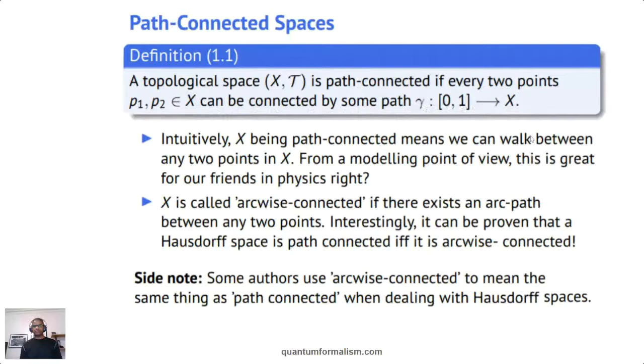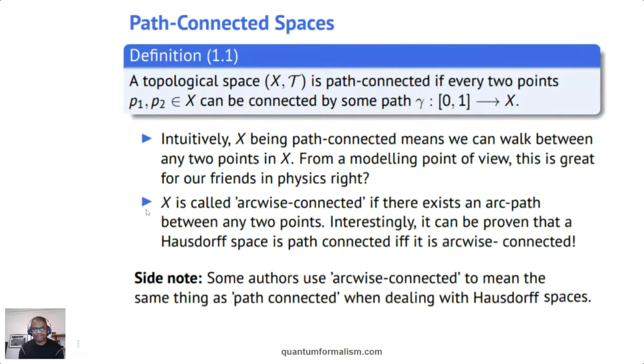Intuitively, this means that when you pick any 2 points, you are able to walk between those 2 points. For the physicists in the audience, this is great for you guys, right? To be able to walk from any given point. It's great, right?